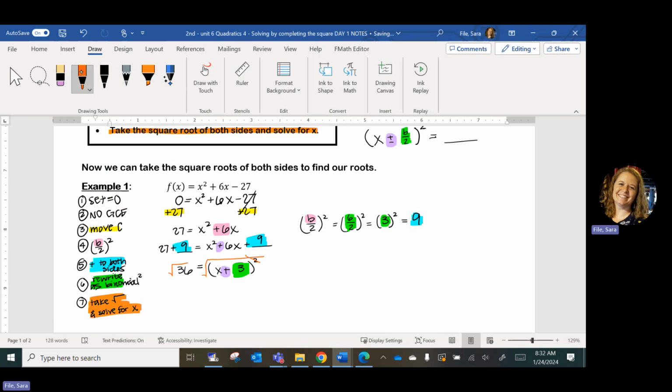Now, when I take the square root, what did we say right at the beginning of these notes? Not to forget. When you're taking a square root, don't forget plus or minus. We talked about that yesterday. Now, 36 is a perfect square. What is it? Square root of 36 is 6. So we have positive or negative 6 equals, and then the square root canceled the square. So now this is just x plus 3.